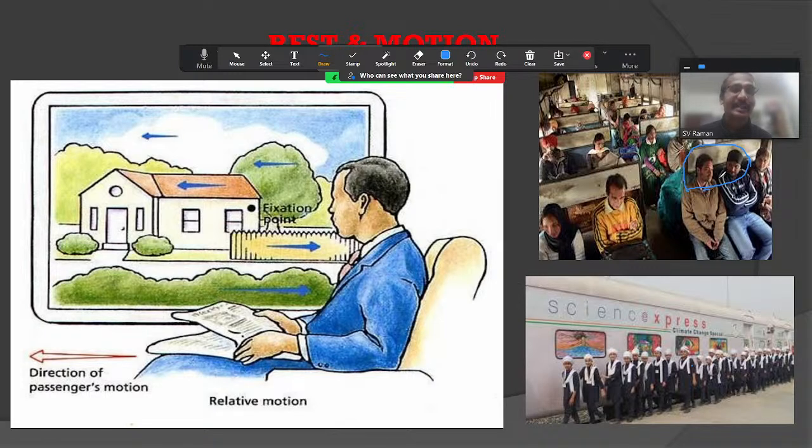Now the rest and the motion are relative terms. You can give any kind of example. Whenever you are going to school in the school bus, according to you, the driver is at rest. According to outside people, the driver is moving. At the same time, we also look like we are moving. So rest and motion are relative terms. We will continue further.